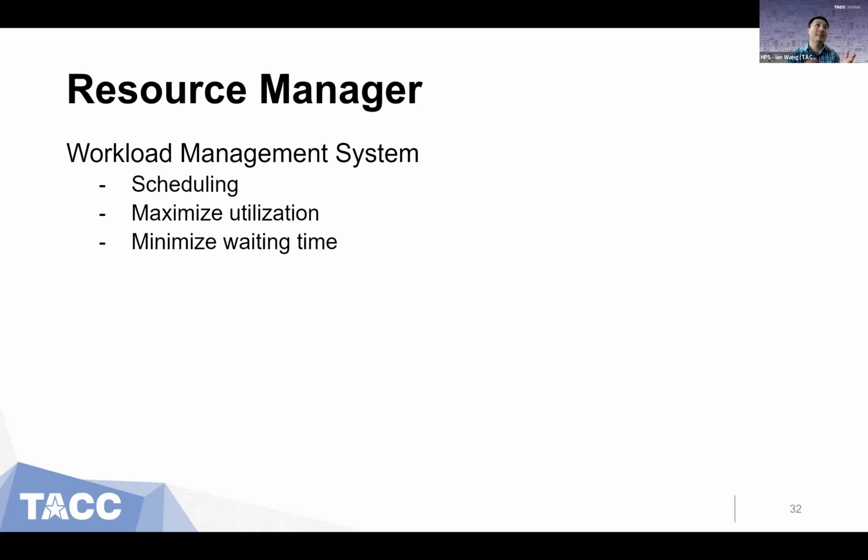Also, we want to minimize the wait time, right? Because users won't be happy if they find their job has been in the queue for days and never gets executed. That's something the scheduler needs to figure out, like whether this user's job has waited long enough that we need to prioritize it.